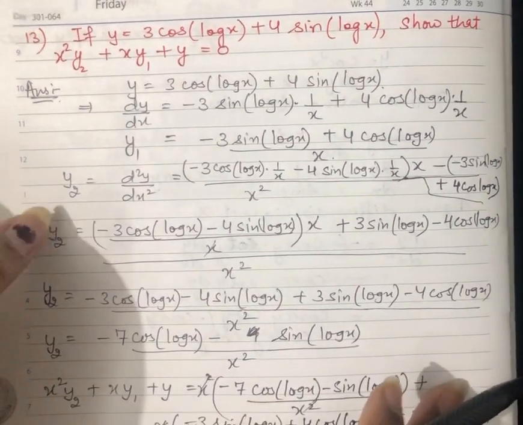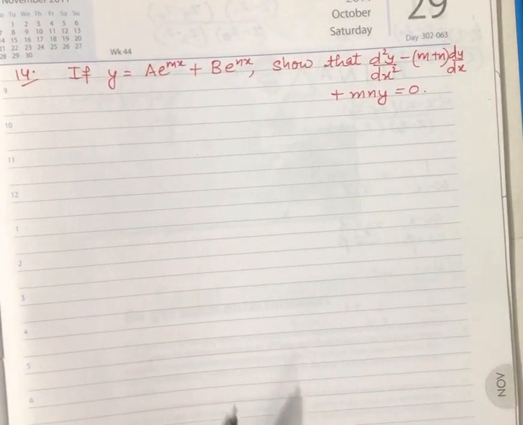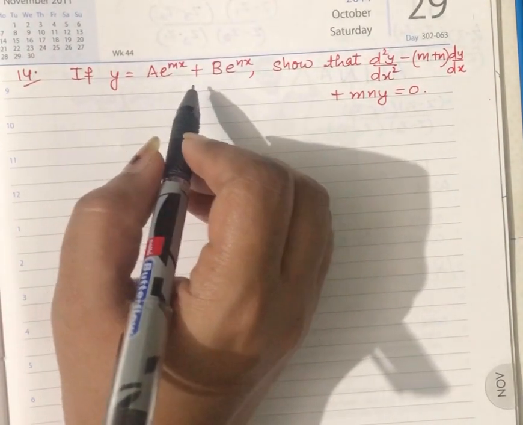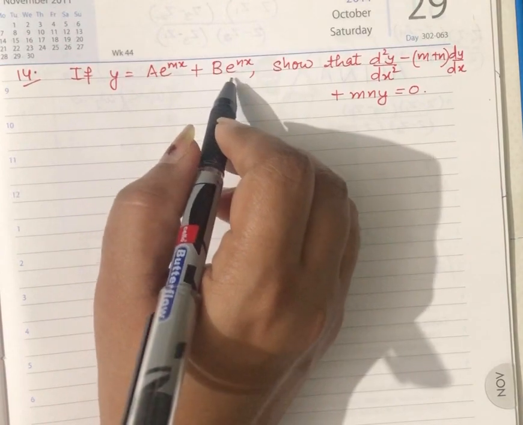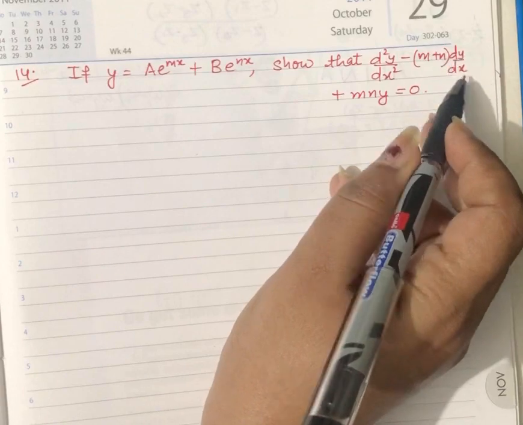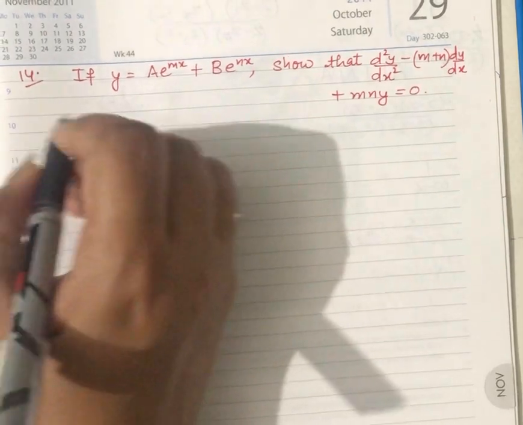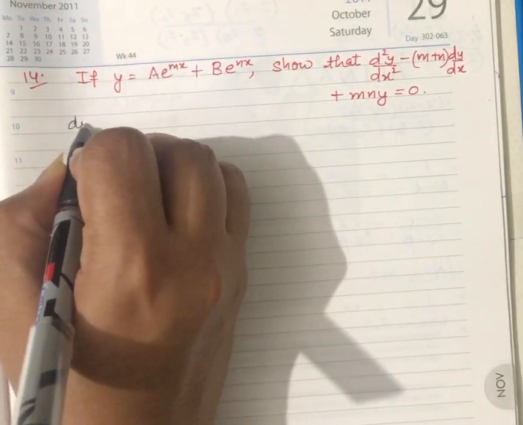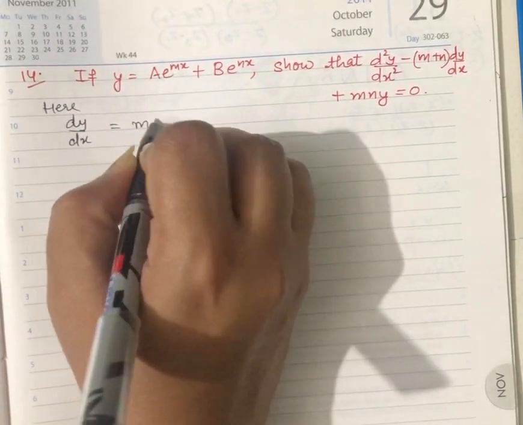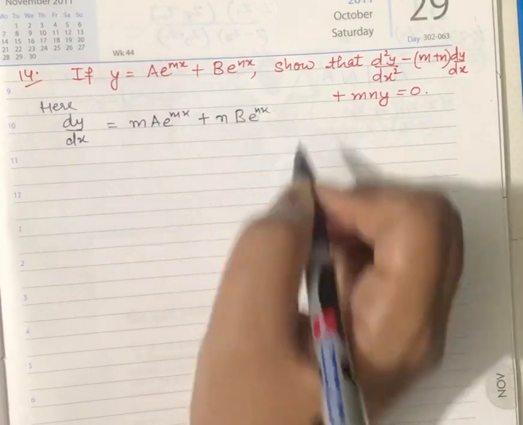Now look at the 14th one. In the 14th question, if y is equal to a e to the power mx plus b e to the power nx, show that d square y by dx square minus m plus n dy by dx plus mn y is equal to 0. This we have to show. So here dy by dx will be, differentiate this, m a e to the power mx plus n b e to the power nx.